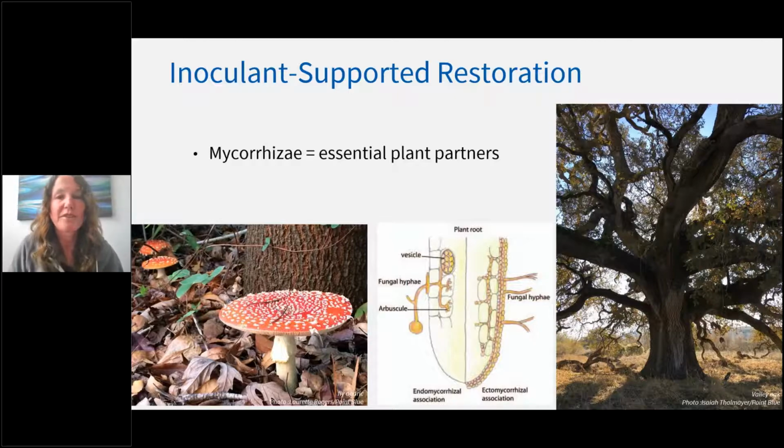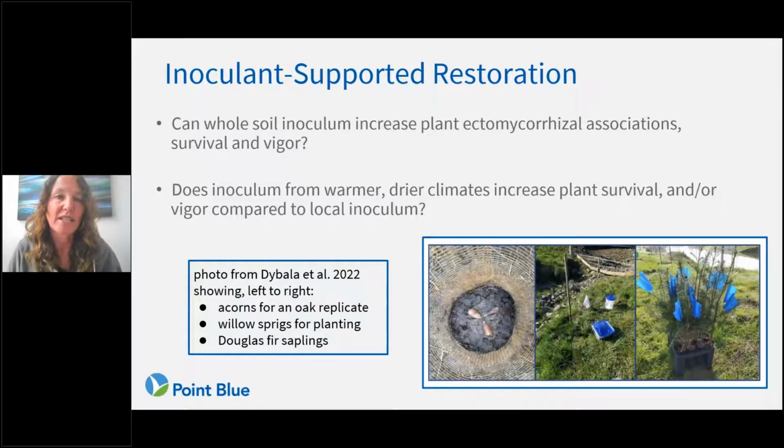And that is important for our purposes because this type of mycorrhizae is not likely to exist in the soil on its own at many restoration sites. And that makes ectomycorrhizae a key candidate for this technique that we wanted to test of inoculant-supported restoration. And so we had a couple of questions for this experiment, and these were, can the soil inoculum increase the plant ectomycorrhizal association? So does it work if you inoculate soil? Do the ectomycorrhizae associate with plant roots? And further, do those associations increase plant survival and vigor for our restoration plants?